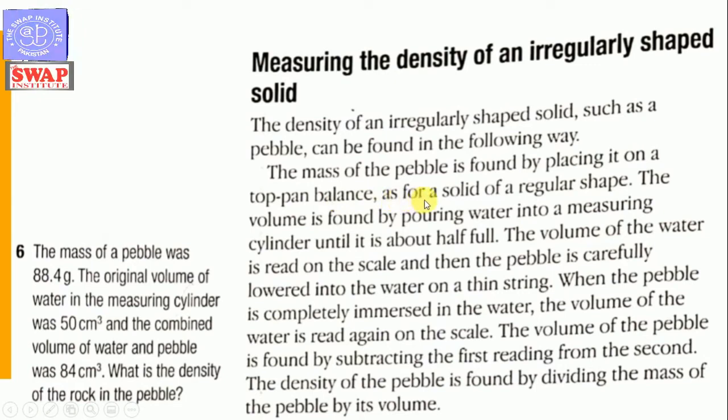As for a solid of regular shape, the volume is found by pouring water into a measuring cylinder until it is about half full. The volume of the water is read on the scale, and then the pebble is carefully lowered into the water on a thin string.